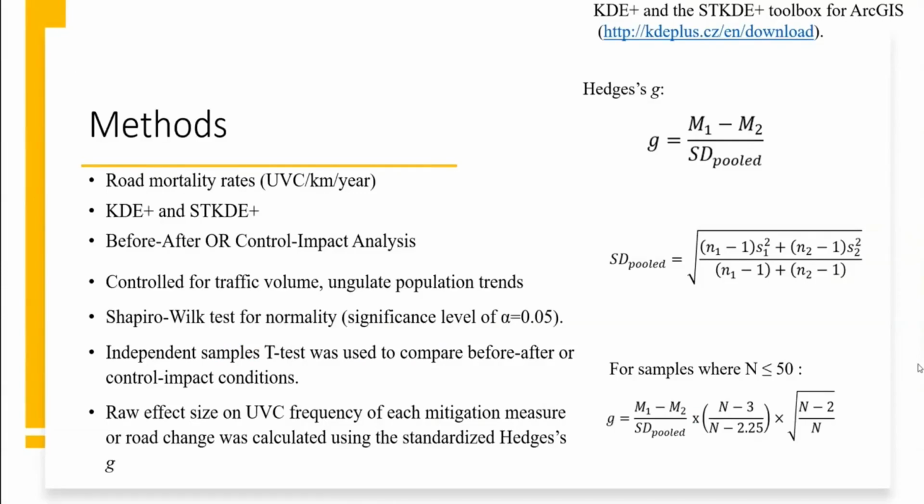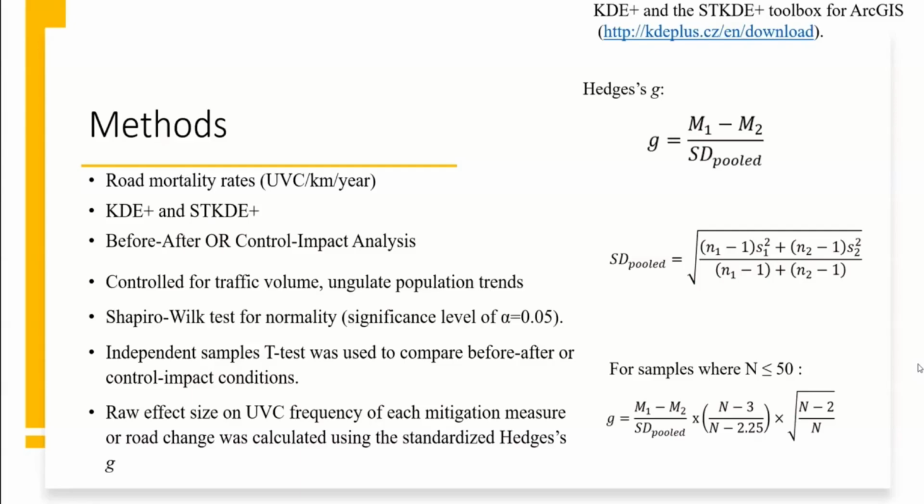So specifically, we took our data and we normalized it to road mortality rates. We used police collision data from 2000 to 2018, and we supplemented that with animal carcass data where it was available at similar reporting rates from 2019 to 2021. We applied both KDE+ and STKDE+ to that data. But I should note here that for police collision data, we used a buffer of plus or minus 500 meters for each location, just to be on the conservative side.